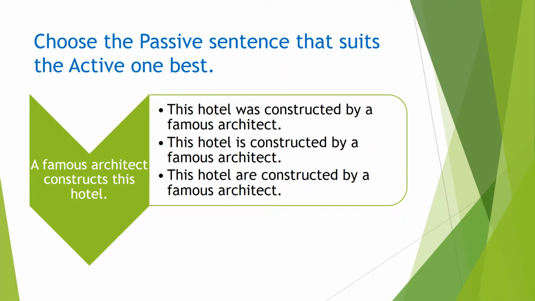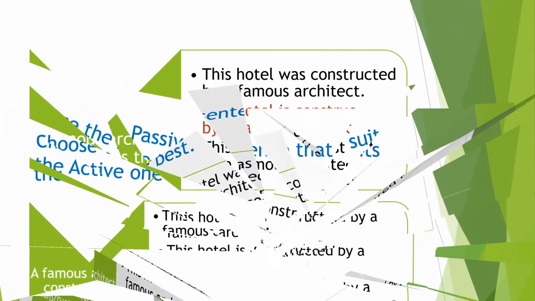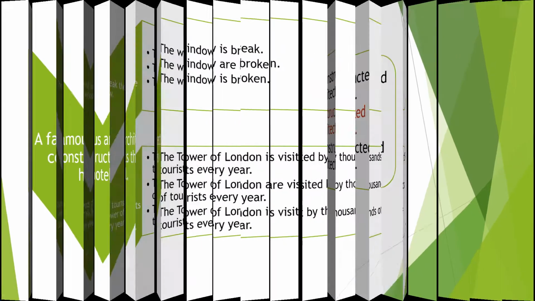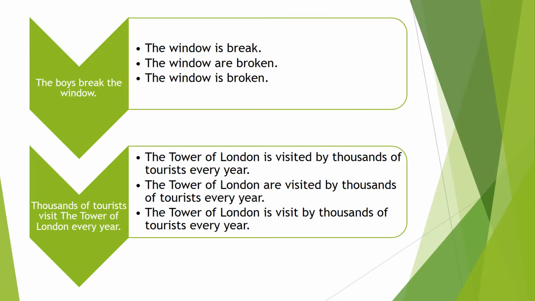The next task. Choose the passive sentence that suits the active one best. A famous architect constructs this hotel. This hotel is constructed by a famous architect. The next. The boys break the window. Thousands of tourists visit the Tower of London every year.